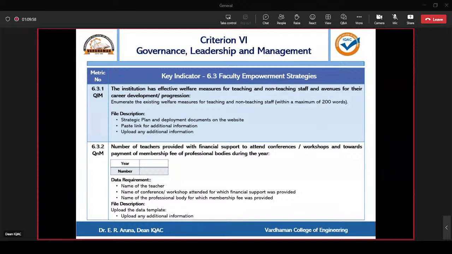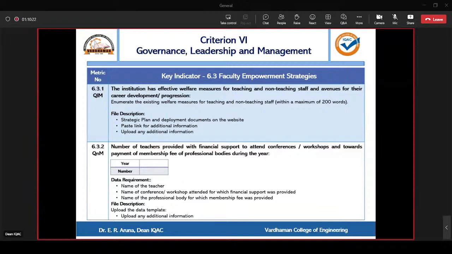For the additional information, we can give the medical insurance we provide for the faculty as evidence, and all the leave rules, what we can call the policy documents. That can be uploaded on the website, as well as directly into the NAAC portal also. These are some of the documents we can upload as evidence for 6.3.1.